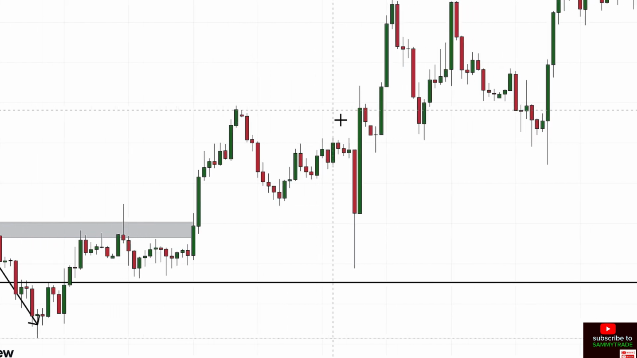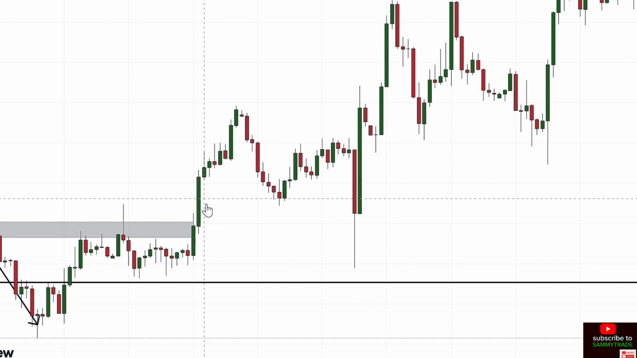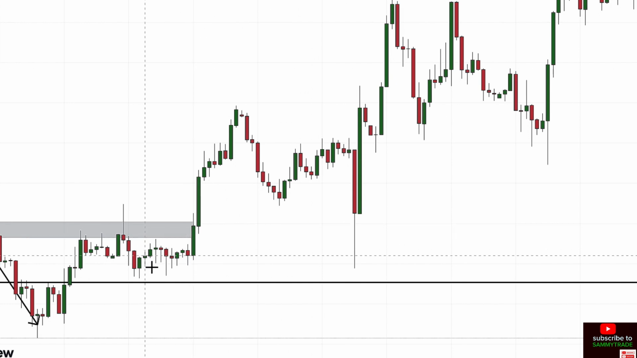So right here, this was our flip zone. Secondly, our fair value gap. You are waiting for price to come to at least 50% of our fair value gap. And thirdly, our premium and discount.